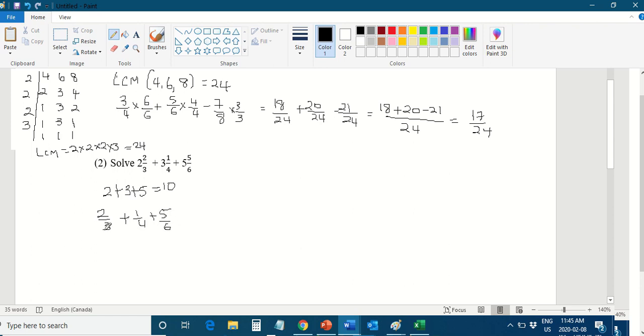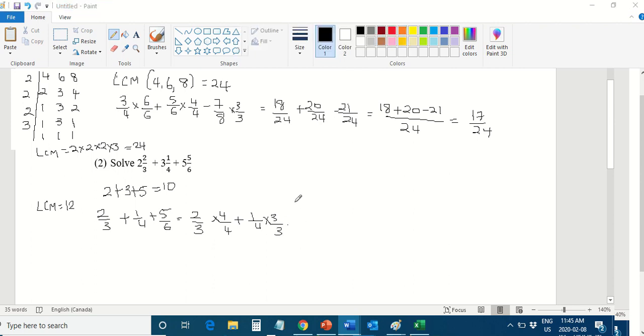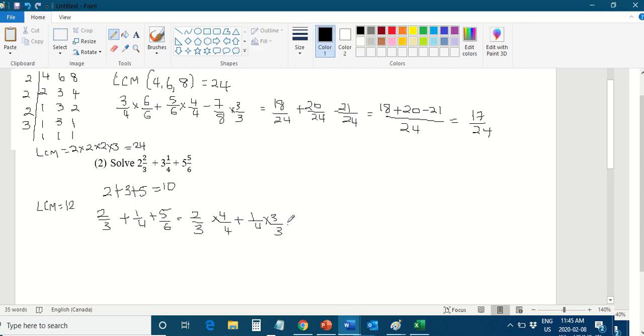The smallest number in which 3, 4, 6, all of them go into, the LCM, will be 12. 3 goes into 12, 4 goes into 12, 6 goes into 12. So to make all of them with denominator 12, the first fraction should be multiplied by 4 over 4, the second one by 3 over 3, and the third one, 5 over 6, multiplied by 2 over 2, giving us 8 over 12 plus 3 over 12 plus 10 over 12.